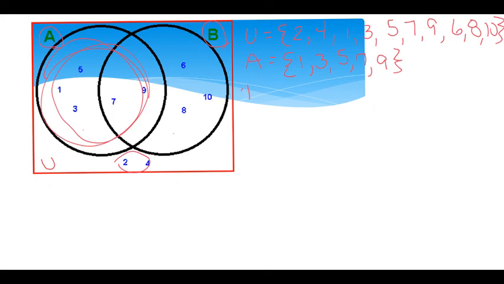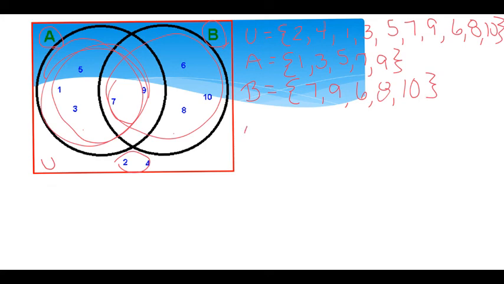And then set B is going to be everything in this circle. So 7, 9, 6, 8, and 10. Now, some other things that are talked about, and this is for 2-3, would be the complement of a set.